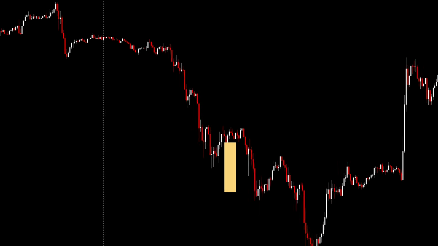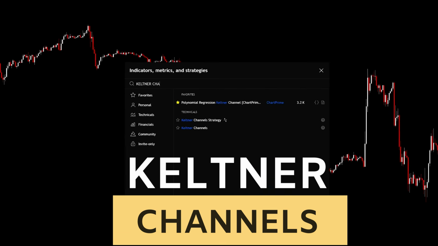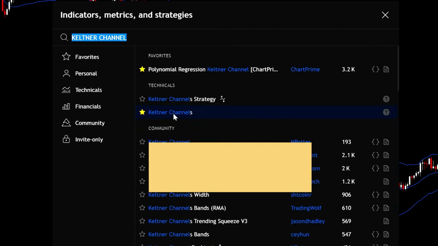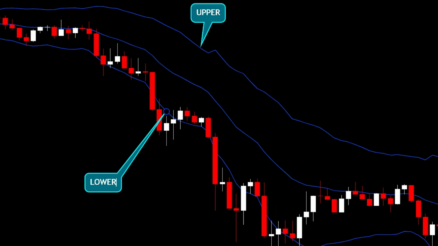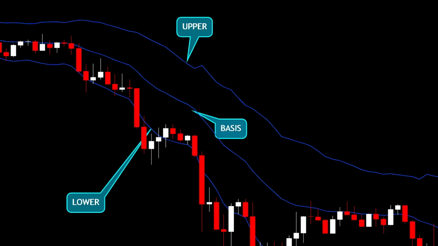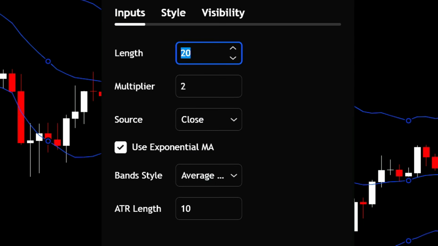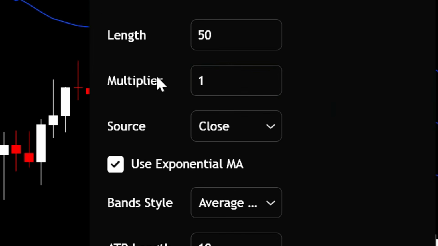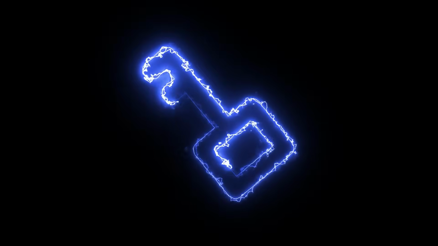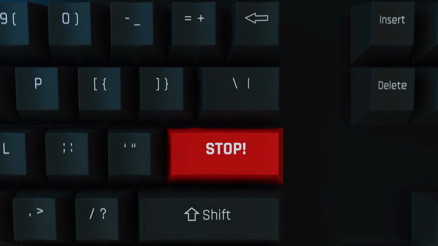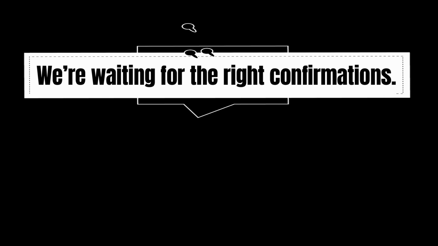Step 1. Keltner channels. Alright, first up, the Keltner channels. Basically, you've got 3 lines: the top, the bottom, and the middle one, called the basis. Default settings work okay, but here's my tweak. Set the length to 50, multiplier to 1. And this is key, we're not jumping in blindly, we're waiting for the right confirmations.